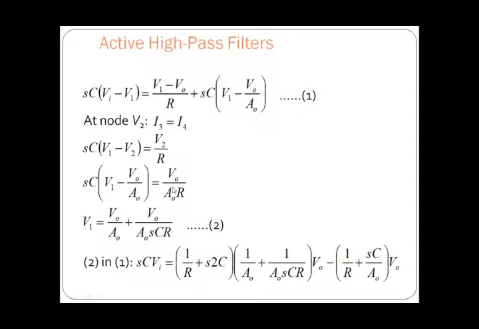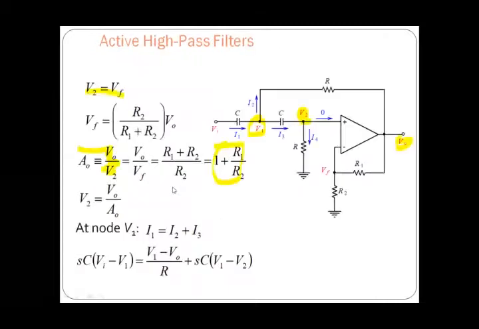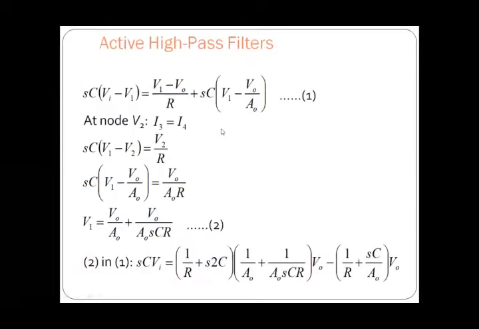Why we are going to write this is because our aim is to obtain the transfer function. The transfer function means V naught by Vi, which we have to find. So for bringing the equation into V naught by Vi, we are going to write the equation in terms of V naught and Vi. That is why we are going to write this equation. So by solving this equation, we are going to get V1 is equal to V naught by A naught plus V naught divided by A naught into SCR. So this is what we are going to get finally, and we are considering this equation as equation number 2.